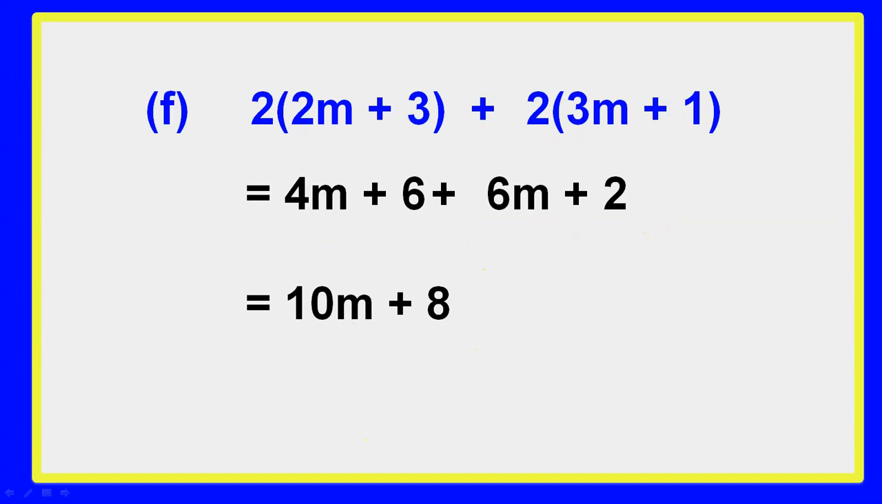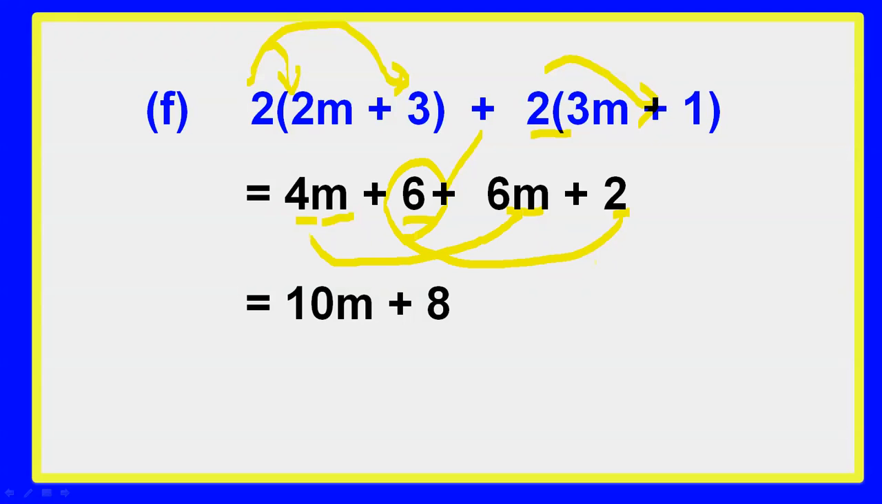Move on. 2 wants to meet with 2m. 2 wants to meet with 3. 2 times 2 is 4. m should be as it is. 2 times 3 is 6. Okay, the plus sign should be as it is. 2 times 3 is 6, m. 2 times 1 is 2. Okay, so now the numbers should be added in the numbers, while like terms should be added in the like terms. 4m plus 6m is 10m, 6 plus 2 is 8m.